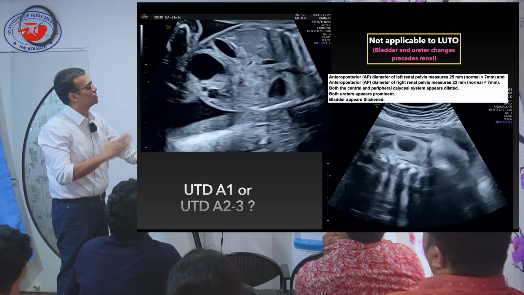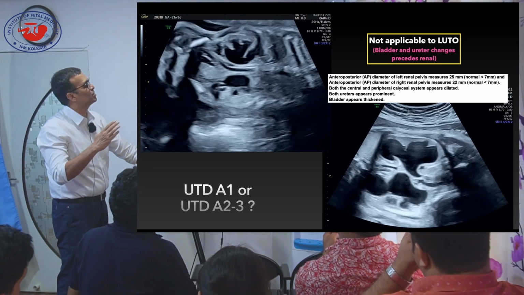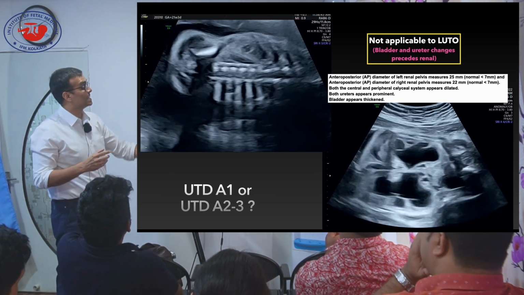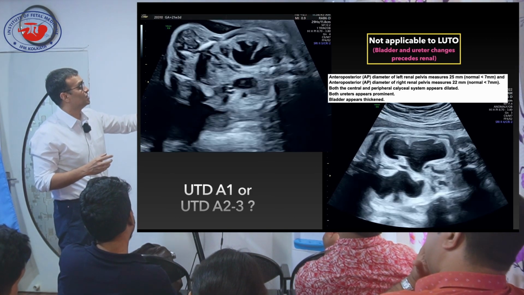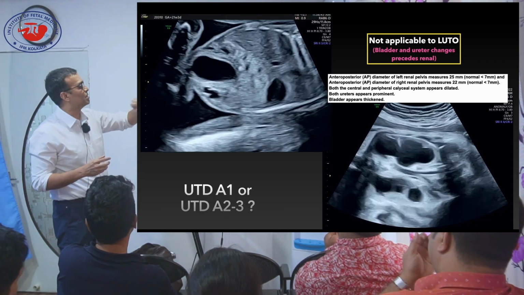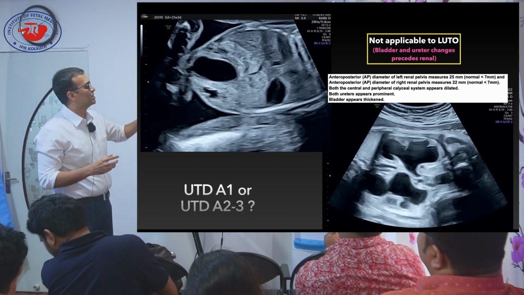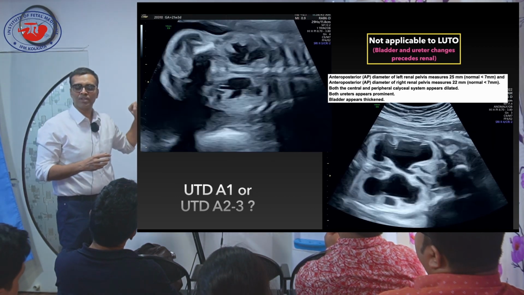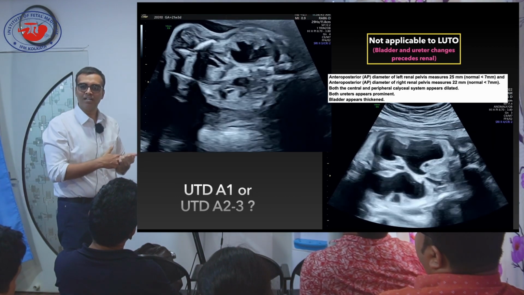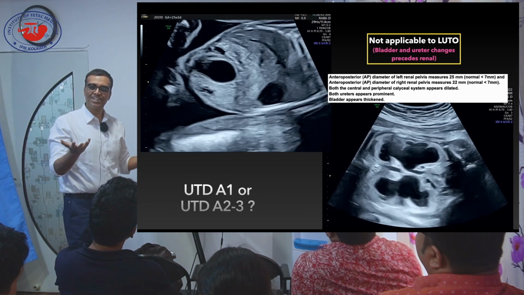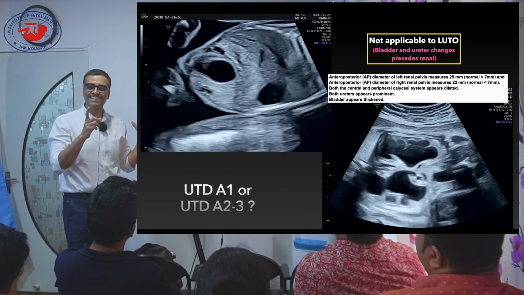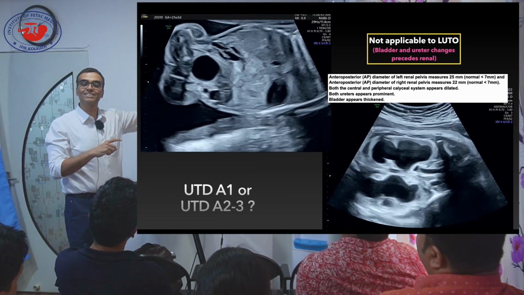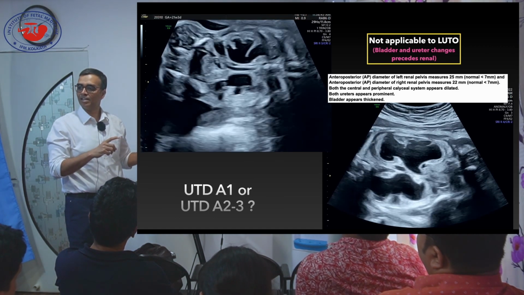Because of lower urinary tract obstruction you are getting bladder changes, and because of the bladder changes you are getting upstream changes. So in real sense, if you read the paper, you will not include them because it is not applicable. However, most of the time we are not aware of that, and we will report as UTD A2 to 3. That was your question, na, Deblina? We have done the same thing, but this was something insightful, that if it is LUTO, then this is not applicable, right?